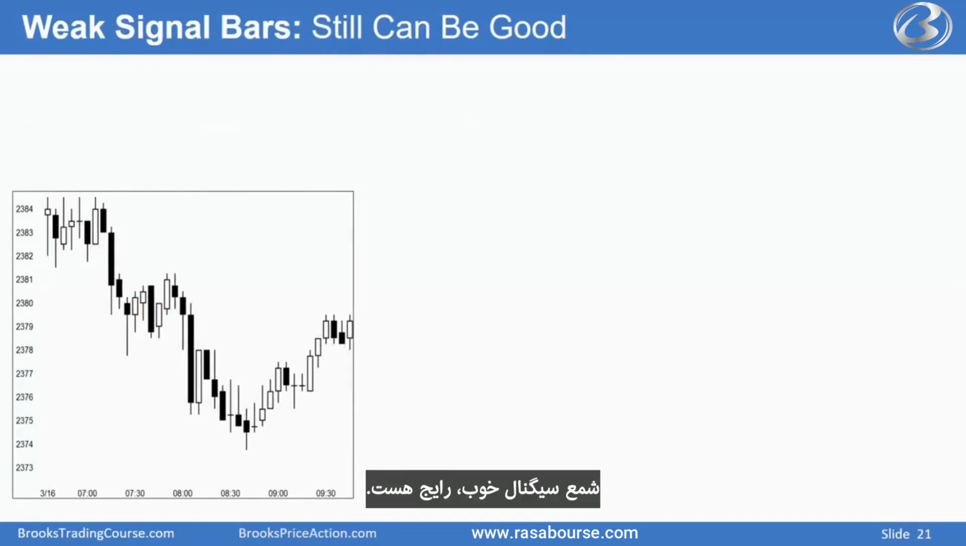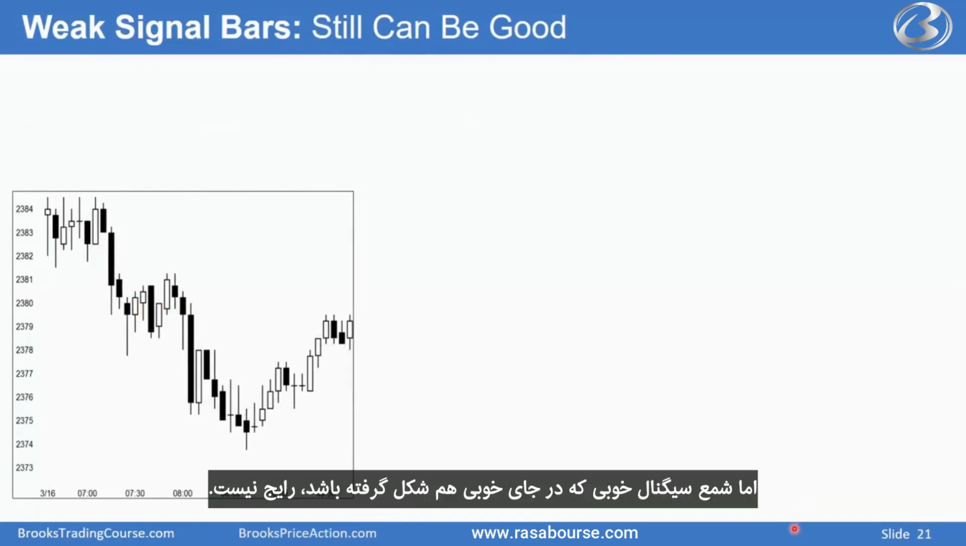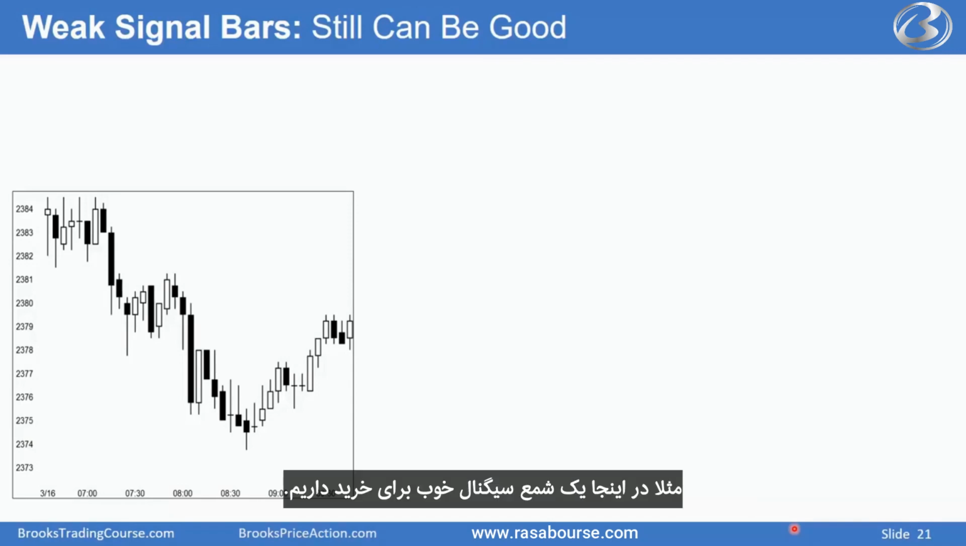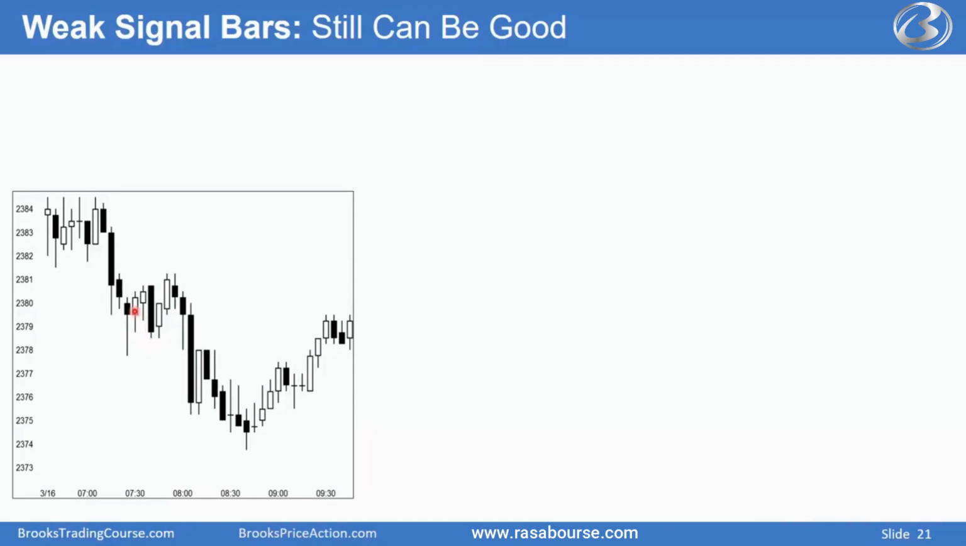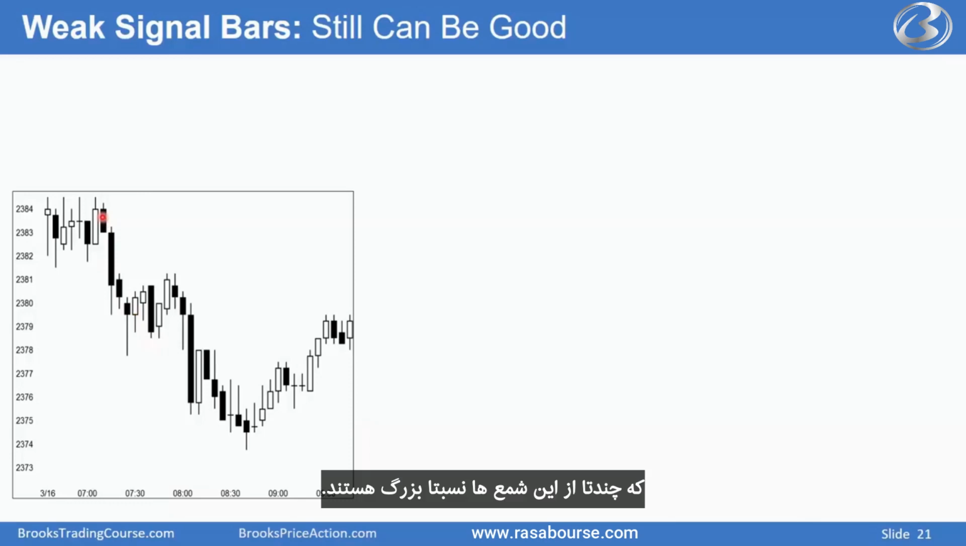Good signal bars are common, but good signal bars with good context is not common. Context means all of the bars to the left. For example, here's a good-looking buy signal bar, but it's following 4 bear bars, and a couple of them are pretty big. So good-looking buy signal bar, terrible context, bad buy.